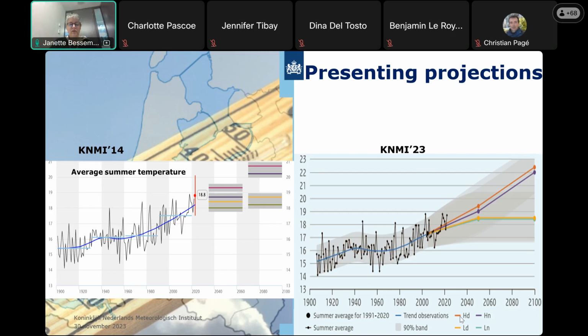And therefore, we tried to develop a different figure, and that is what is presented at the right side, where we only give points and where we use a gray band, which gives the year-to-year variation for the past climate, but also for the future climate. And well, this is understood much better by the users, and that's why we use this by now.